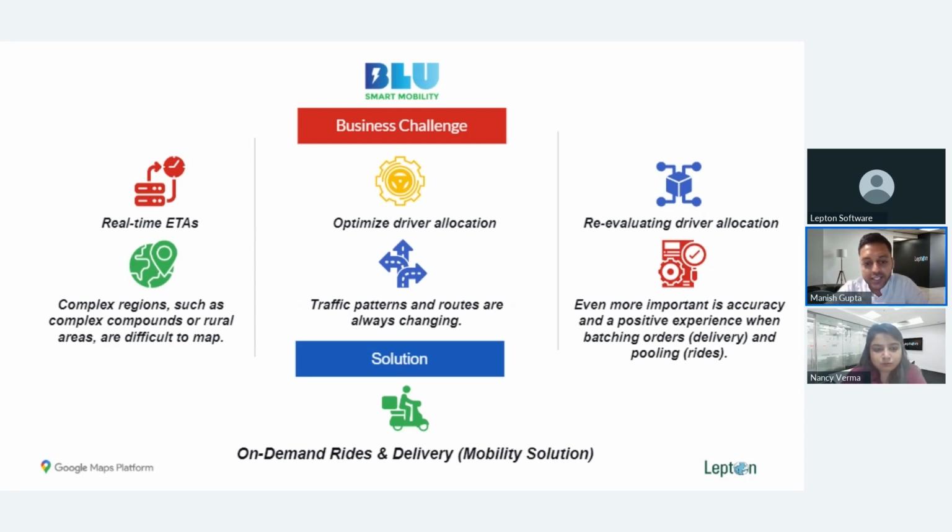They had a lot of challenges when they wanted to build an application or a system at the back end. They wanted real-time ETAs, optimized driver location, re-evaluating driver allocation, handling complex regions such as complex towns or rural areas, understanding traffic patterns, and even more accuracy for both batching the rides and deliveries, and pooling the rides as well.